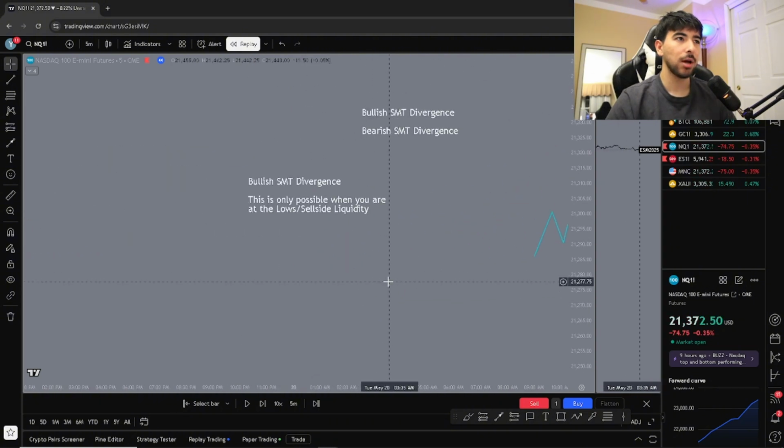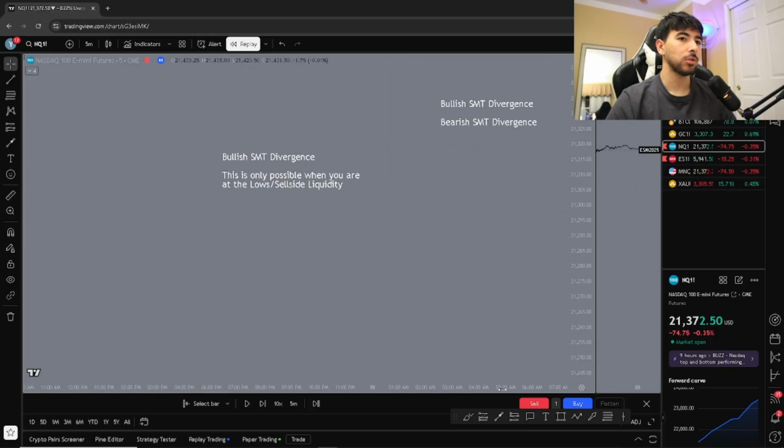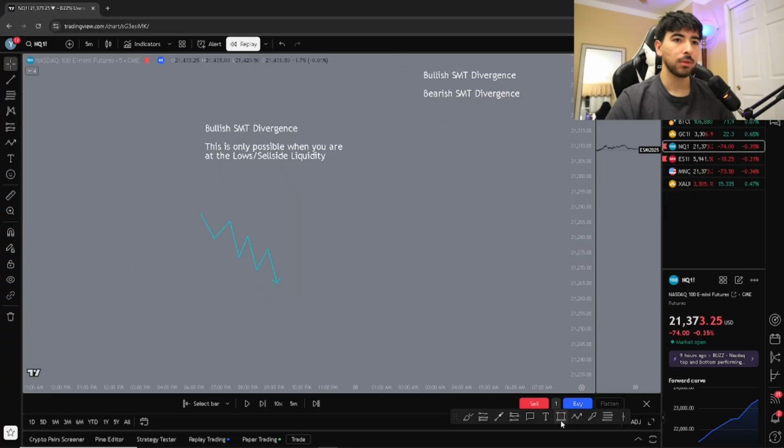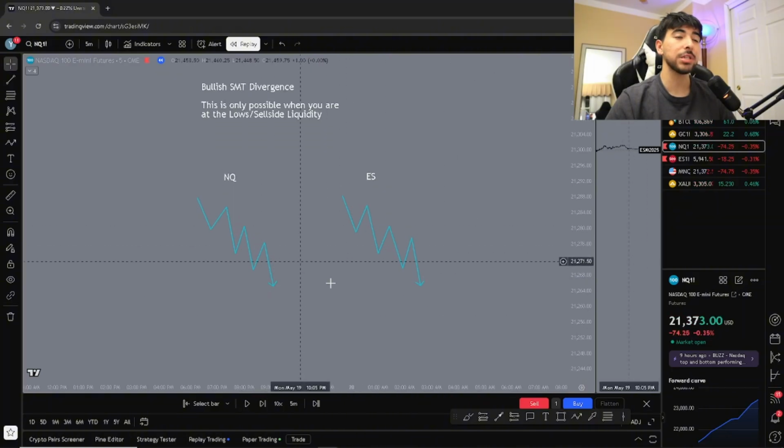All right, so now let's give an example of how a bullish SMT divergence would look like, right? So we can go and we could take out our trend line. A bullish SMT divergence can only happen at the lows when you're taking out sell side liquidity. So right there, we're in a downtrend, lower lows, lower highs, lower lows, lower highs, and then this is the NQ chart, and this is the ES chart, your two correlating pairs.